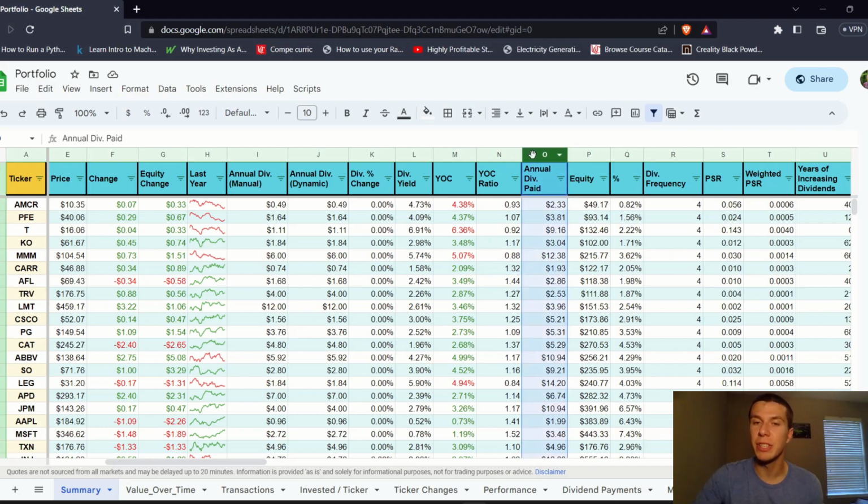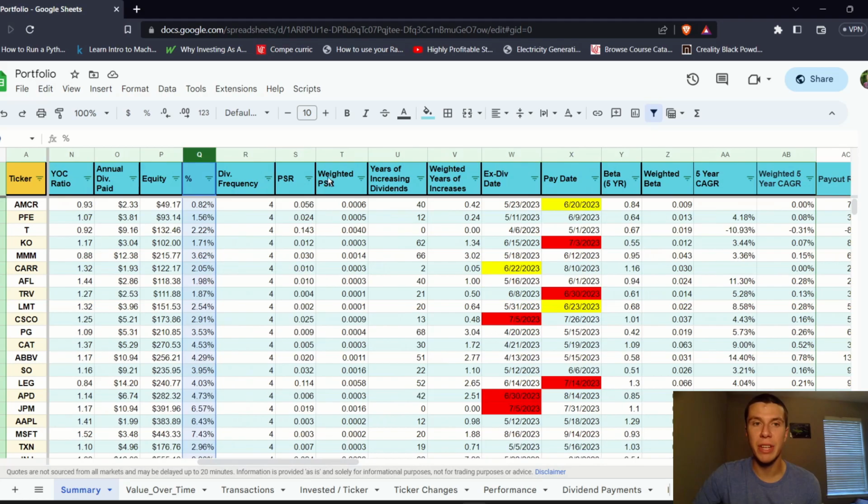And then this is the annual dividends paid based on the number of shares I have. So that's how much each position is expected to pay me. And then this is the equity of each position. So how much is it worth in the market? And then this is the percentage of my overall portfolio that each position is.